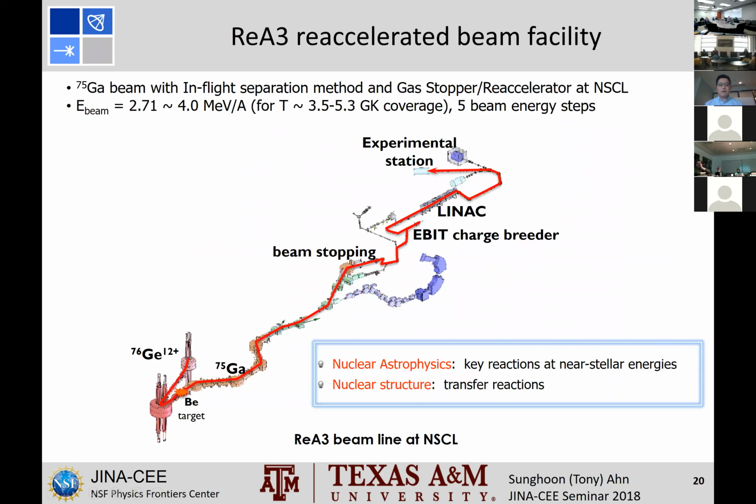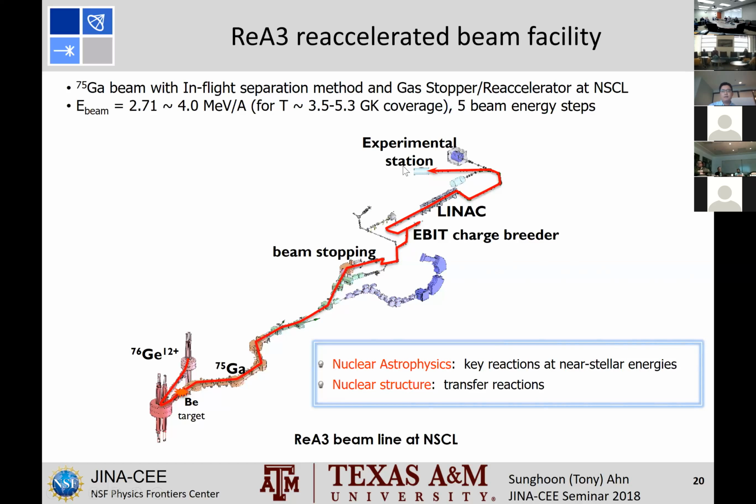So we brought the detector to the RIA 3 NSCL, and then we performed the gallium-75 (alpha,n) experiment. This slide shows the layout of the RIA 3 beamline at NSCL. Gallium-75 is created by the in-flight method, stopped by a gas stopper, collected at the EBIT charge breeder, re-accelerated by the LINAC, and delivered to the experimental station.